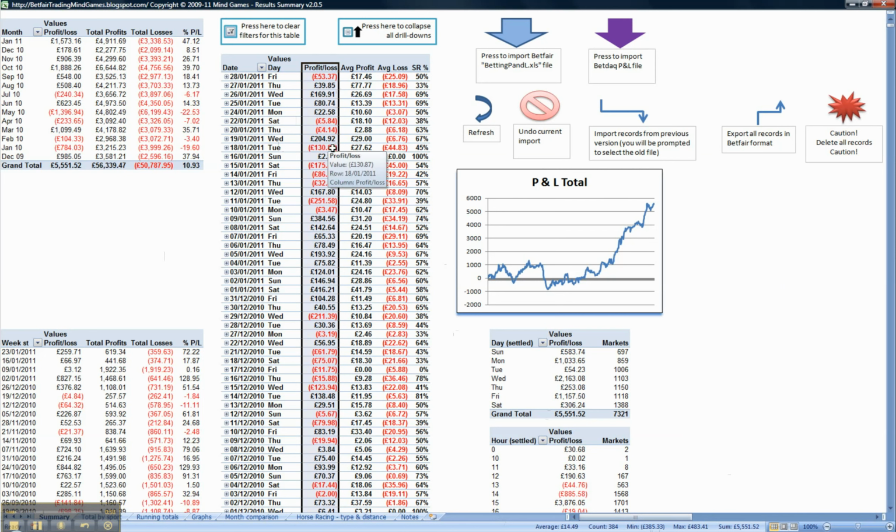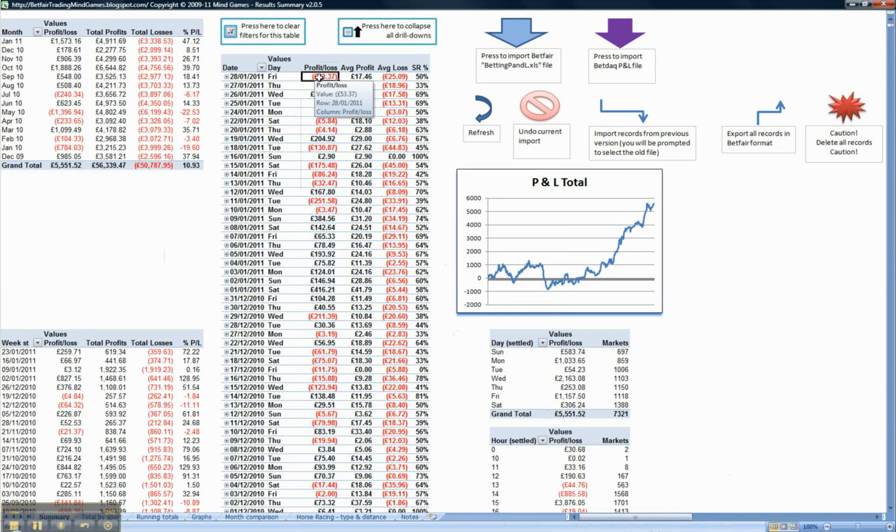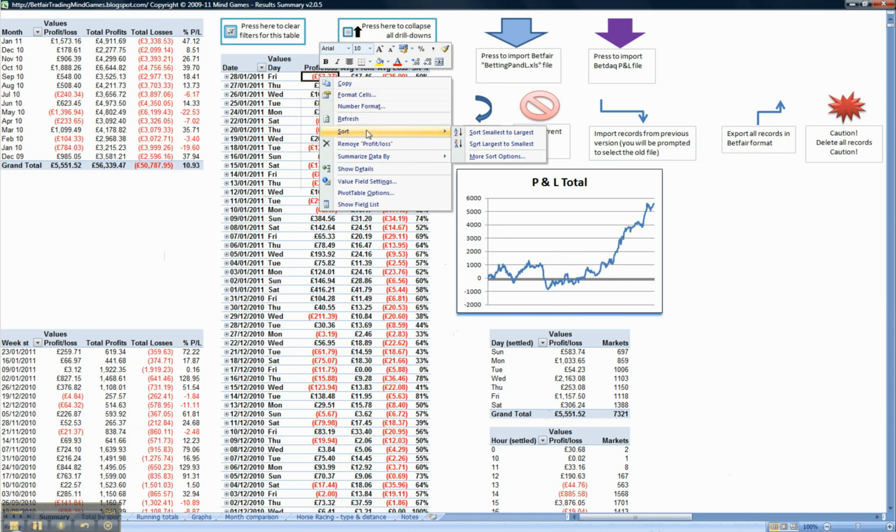But then you might think, oh well, what about my second best day? So you can find that out easily as well by sorting the data in a different order. Currently it's obviously sorted by date. So if you wanted to sort by profit and loss, you can click on one of the cells, right click, and then select sort on whichever order you want to do it.